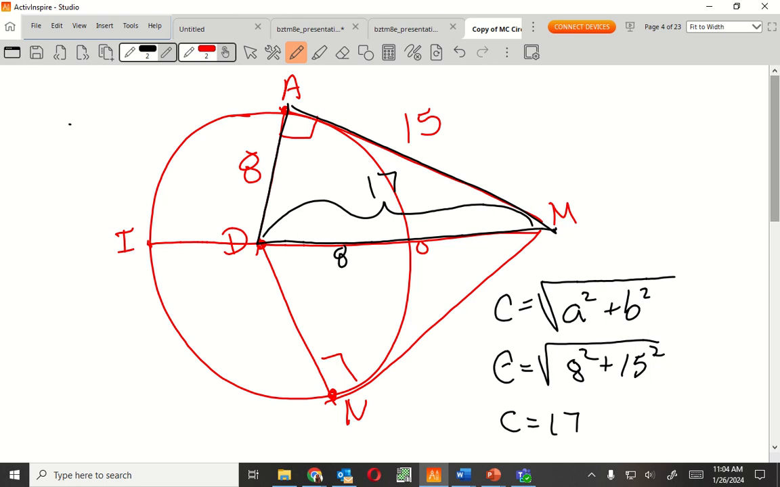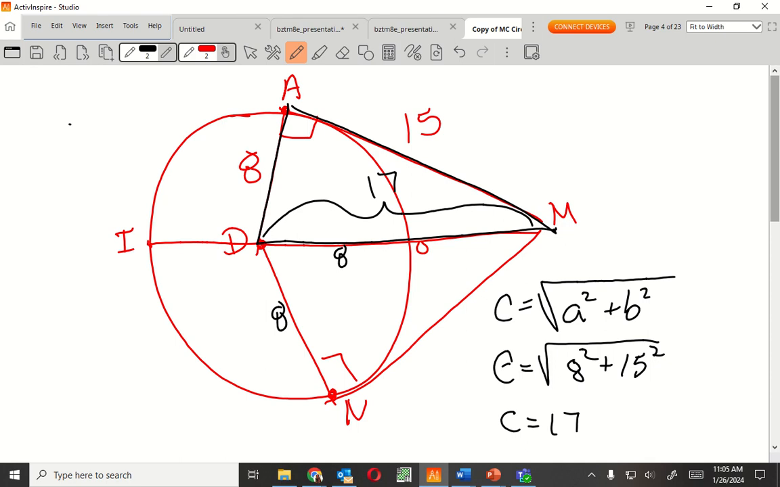What is D to N? 8. They're the same radius. So the radius is always going to be the same, so this is also 8. All the radii. Radius is singular, radii is plural. All radii are going to be the same.